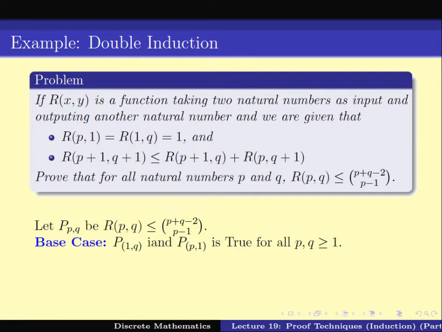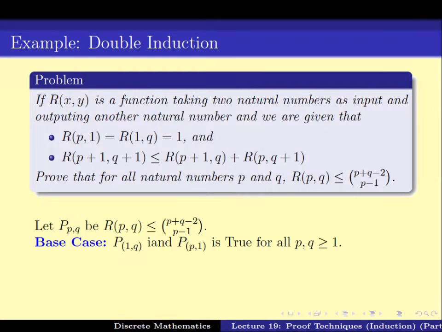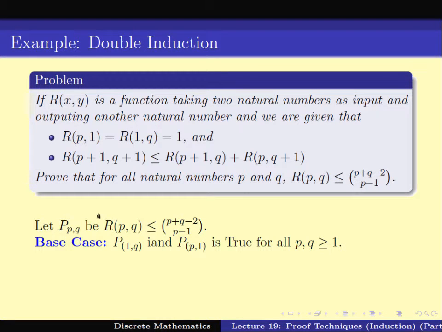So in this problem, clearly the statement P(p,q) is that R(p,q) is less than or equal to p plus q minus 2 choose p minus 1. So we have to prove the base case, meaning P(1,q) and P(p,1) are true for all p and q.